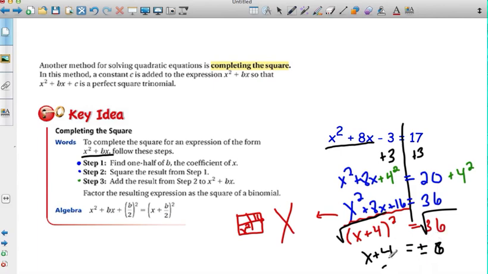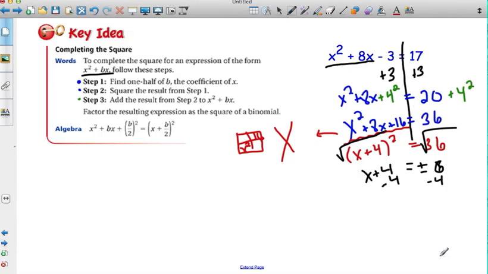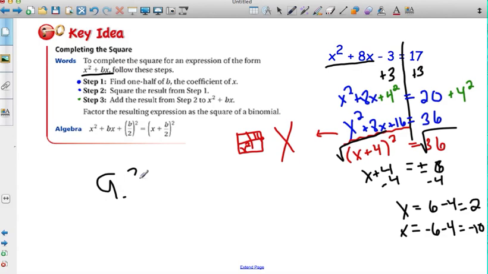And finally, subtract 4 from both sides, and you're going to end up with two different answers. x is either going to equal positive 6 minus 4, or x equals negative 6 minus 4. And therefore, we end up with x equals 2 or negative 10. And those are your two answers. Again, these are from lesson 9.3 in your book if you'd like to look for more examples.